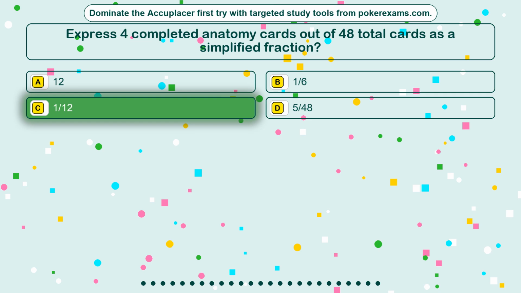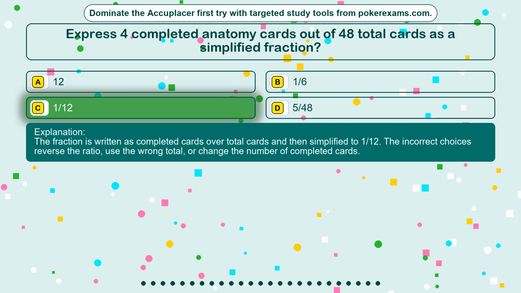The correct answer is option C, 1/12. The fraction is written as completed cards over total cards and then simplified to 1/12. The incorrect choices reverse the ratio, use the wrong total, or change the number of completed cards.